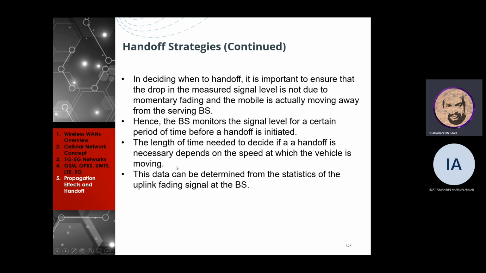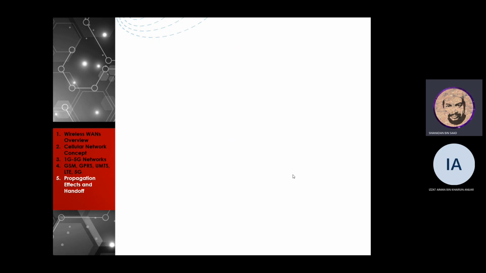Okay. So this delta can be determined from the statistics of the uplink fading signal at the BS.